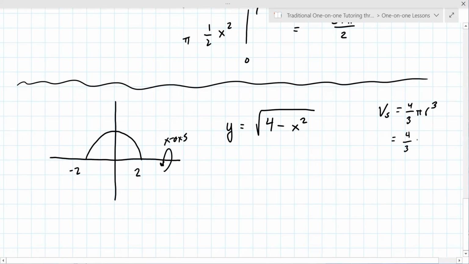And the radius here is 2, so it's 4/3 pi. Do they tell you if it revolves around the x-axis, or do you have to know? Yes, they have to tell you that. They absolutely have to tell you that. All I'm doing on the right here, I should have said this earlier, is showing that we know what the answer is. The answer is 32 pi over 3. Now we're going to do it the disk method.